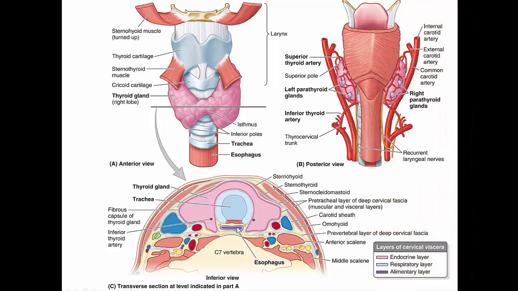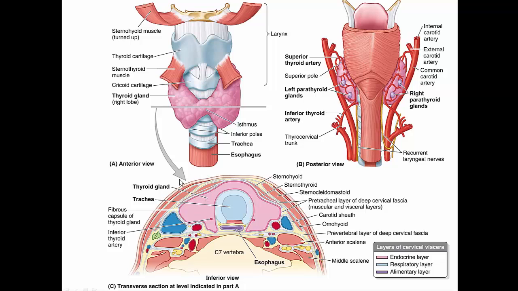Before we move on to the actual ultrasound scans, let's have a look at this image from Clinically Orientated Anatomy 7. Down here we can see a cross-sectional view or a transverse view at the level of approximately the C7 vertebrae. You can see here is the thyroid gland, here is the trachea, and if you look a little further laterally here, you can see your IJV and your common carotid artery.